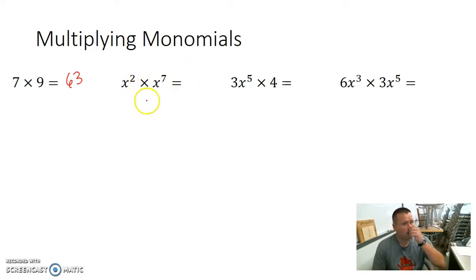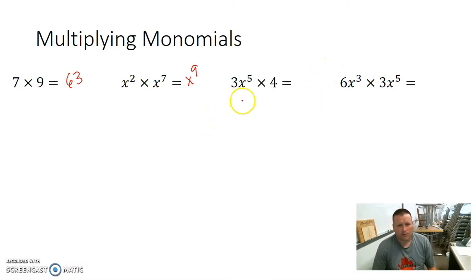Here we've got two monomials. We've got x to the second, x to the seventh. The coefficients are 1. So 1 times 1 is just going to give you 1. And so we've got to add the exponents when we're multiplying. So 2 plus 7 is 9. So we're going to have x to the 9th on that one.